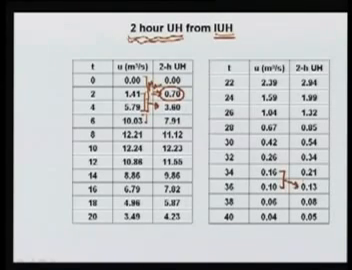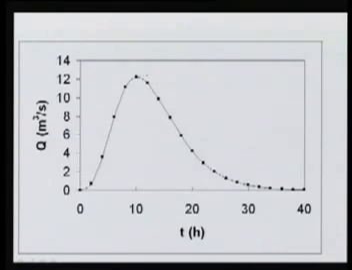So this 0.13 is the mean of 0.16 and 0.1. So the 2-hour unit hydrograph can be derived. This is the 2-hour because the difference of these times is 2 hours, and it can be plotted like this with a peak of about 12 meter cube per second.